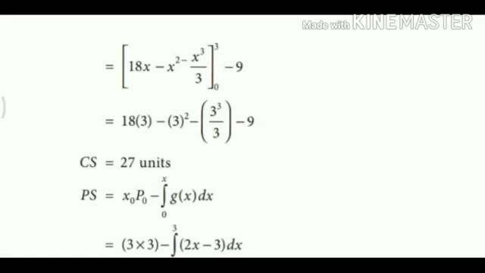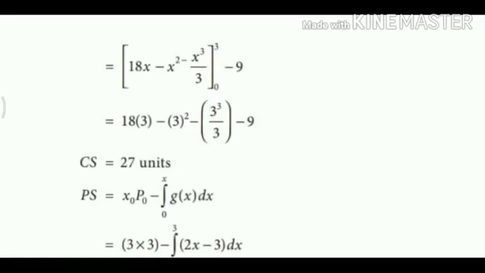3 into 3 is minus 9. Therefore we substitute the upper limit. The upper limit here is 3. So 3 is substituted: 18 into 3 minus 3 square minus 3 cube by 3. The lower limit is 0, so we get 0 only, minus 9. After simplifying, we get that the consumer surplus value is 27 units.